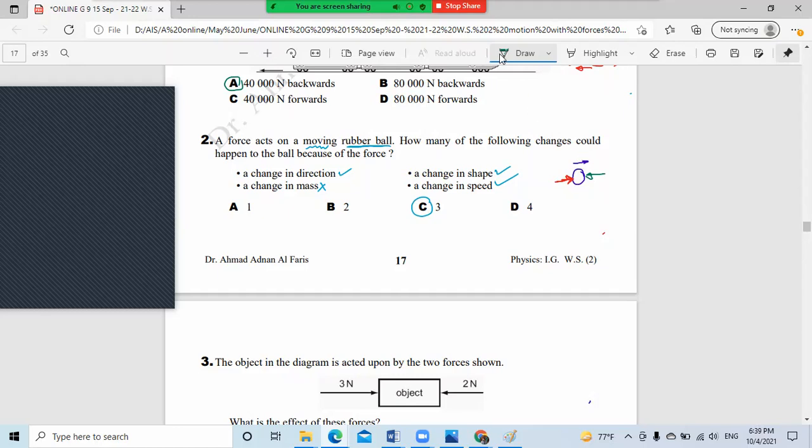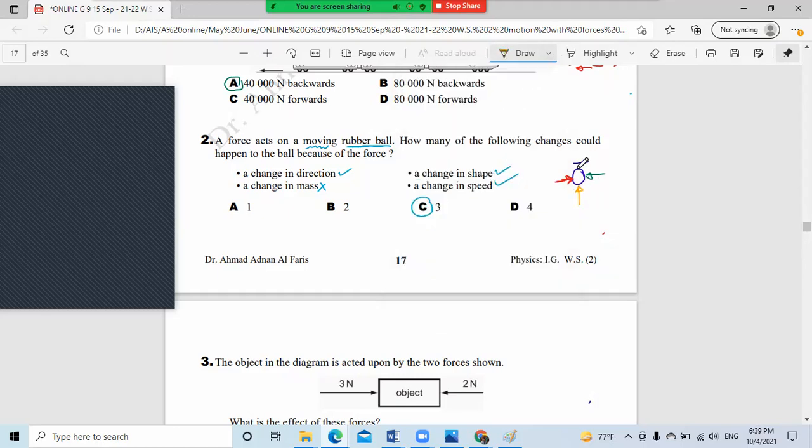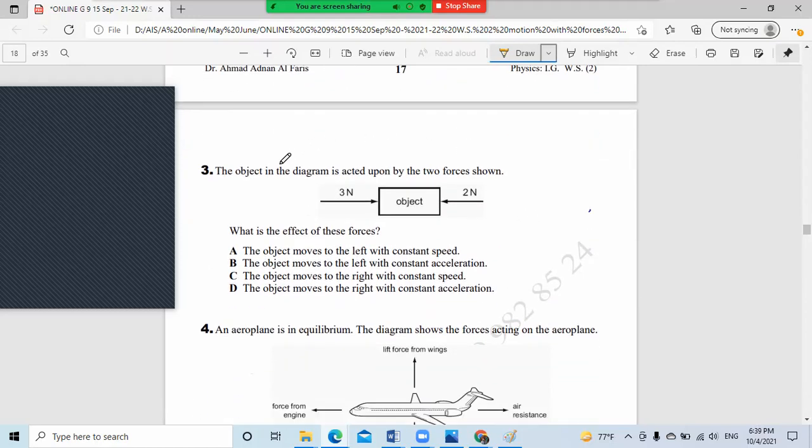I can also change its direction as I hit it from sideways. So instead of moving to the right, it will move a little bit right and up. So it changes direction this way now. Good? Okay, no problem.